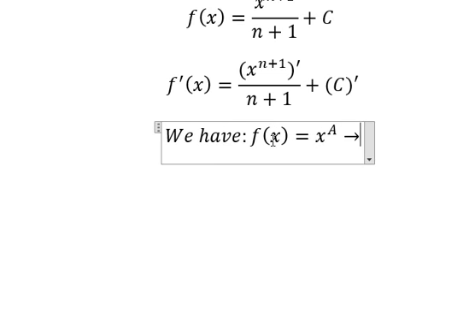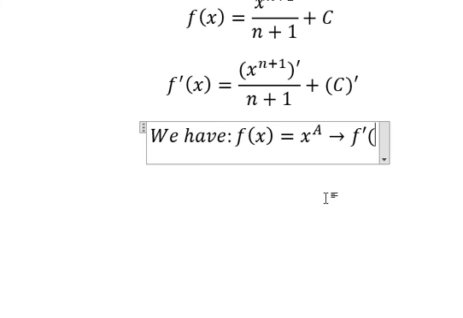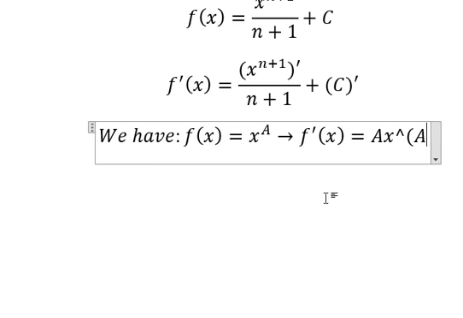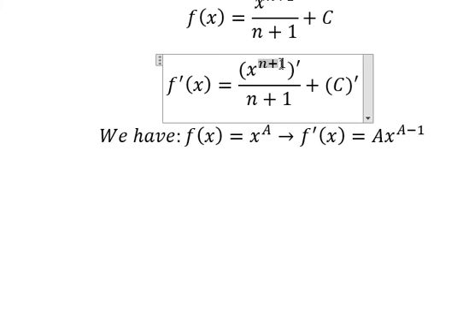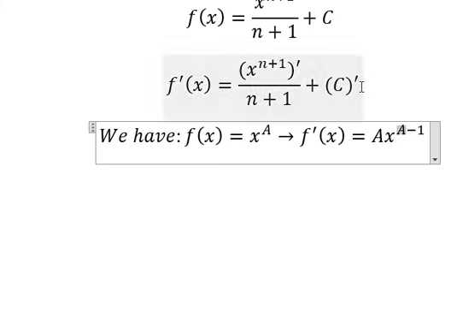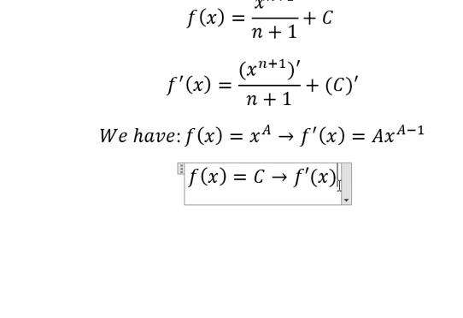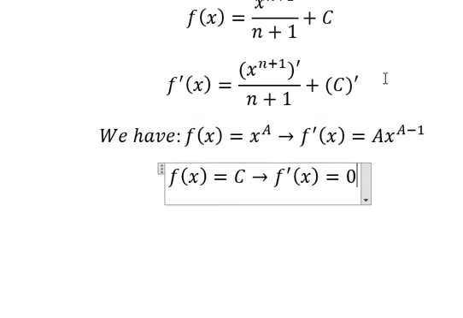So if we do the first derivative of this one, we need to do capital A s to the power of a minus 1. So a here is n plus 1. And later we have capital A minus 1. And the second one, this one, is the constant. So if we do the first derivative of this one, you get 0.